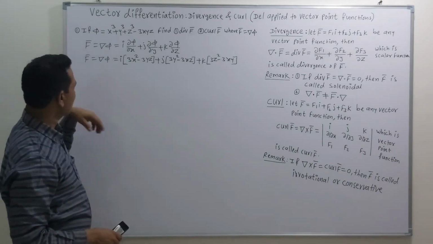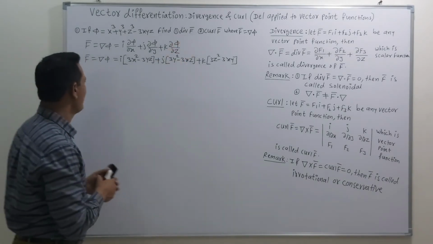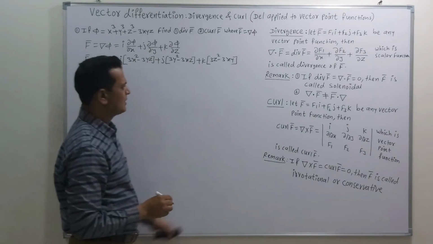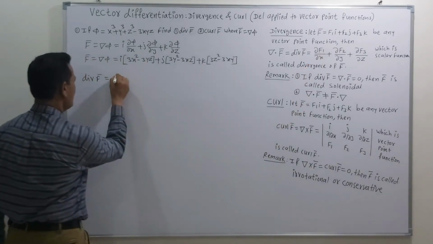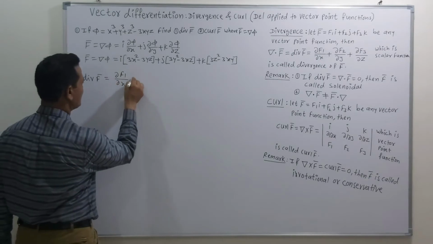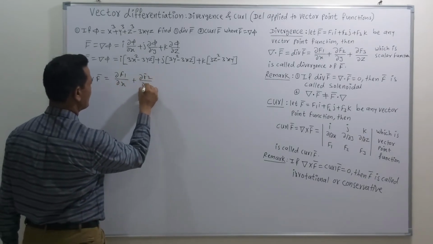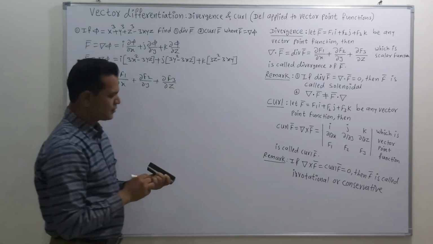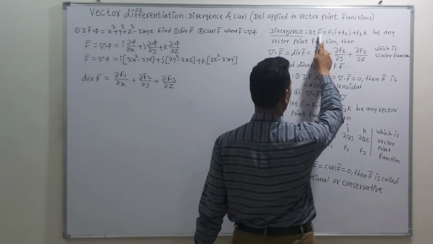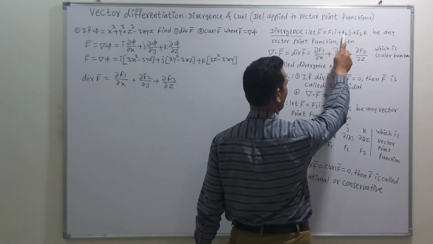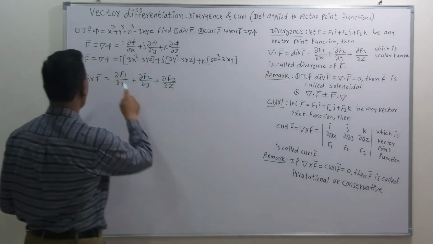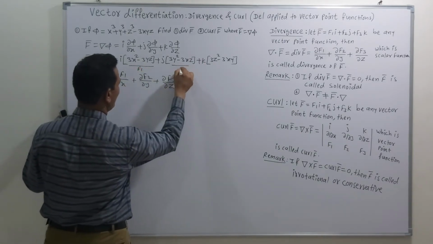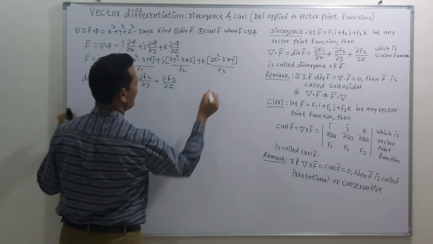Now friends, our next aim is to find the divergence of f bar. So we know the definition of divergence of f bar. According to this definition, we can write this term as the partial derivative of f1 with respect to x plus the partial derivative of f2 with respect to y plus the partial derivative of f3 with respect to z. Now friends, we are denoting the given vector as f bar equal to f1 i plus f2 j plus f3 k. So if we observe the vector f here, this is the value of f1, this is the value of f2, and this is the value of f3.